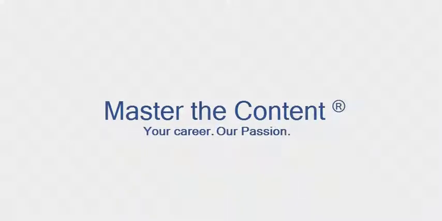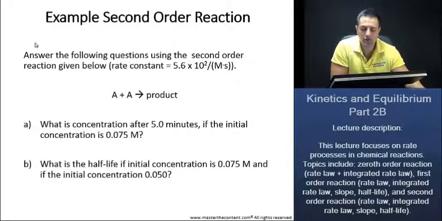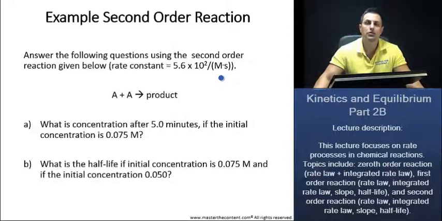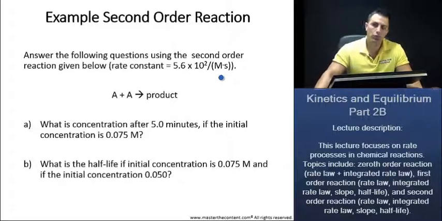Your career, our passion. Following questions using the second order reaction given below. So the rate constant is equal to 5.6 times 10 to the power of 2. And again, let's take a look at the units for rate constant. Remember, we said in the earlier slide that if you haven't seen the lecture, go back and watch it. It's the one preceding this one on rate law and whatnot. And we talk about where the units for the rate constant come from. Again, the units for the rate constant depend on the order of the overall reaction. And we'll go into more detail in that lecture.